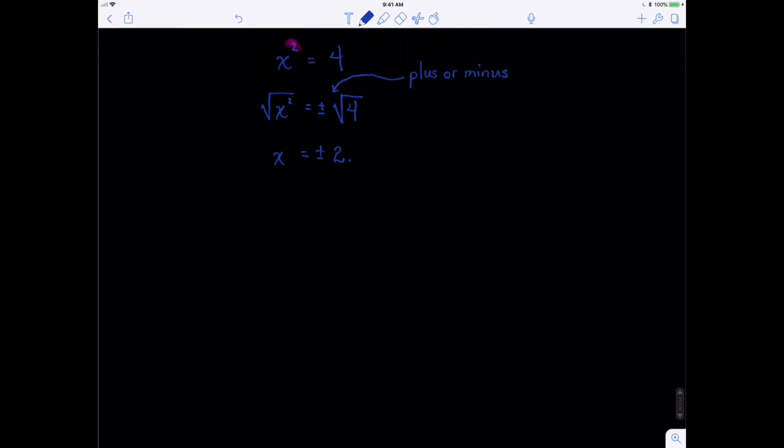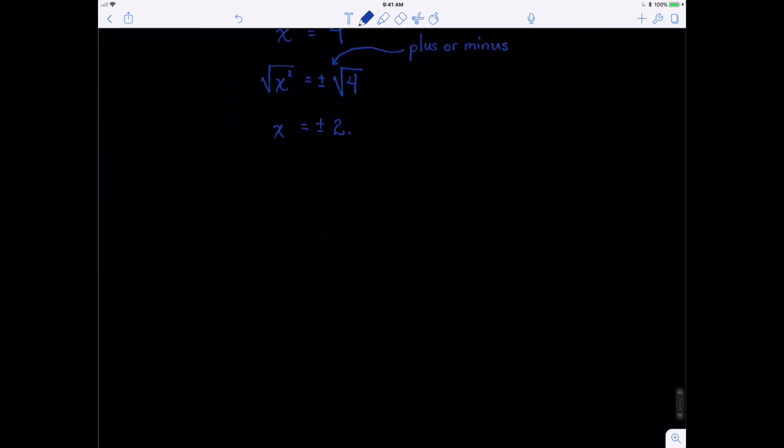Now let's try one more example here. Let's say I have a problem like this: 3x squared minus 5 equals 16. Let's try this. The directions on this would read solve. So I'll write that here. So I'm going to begin.